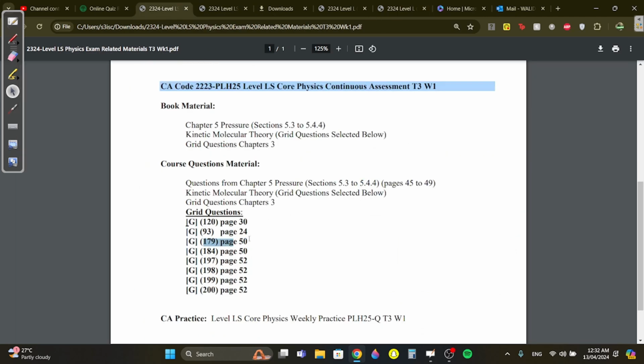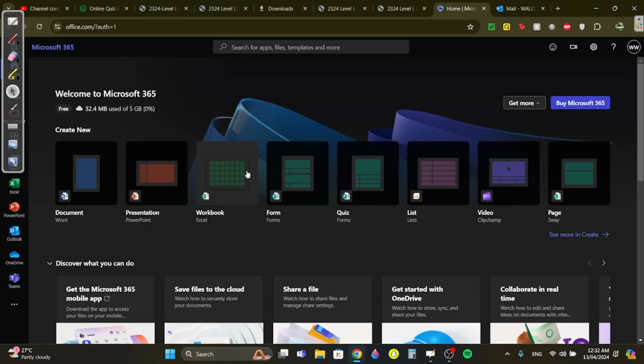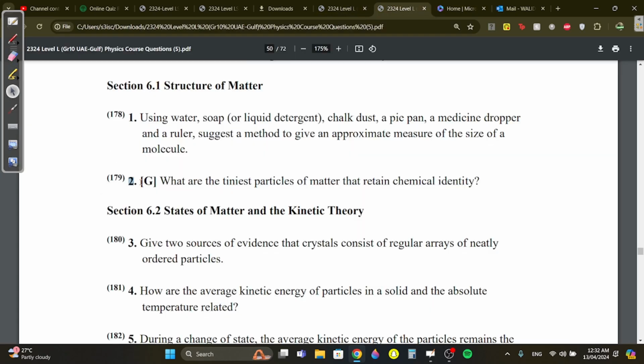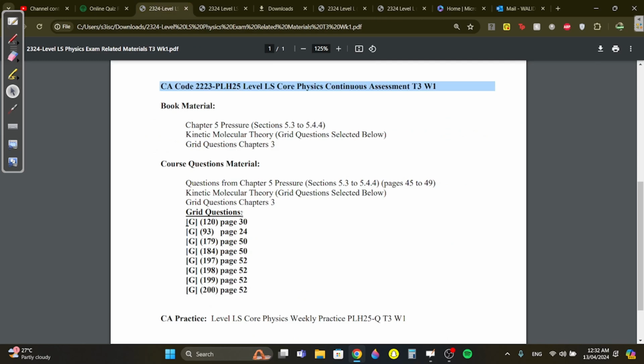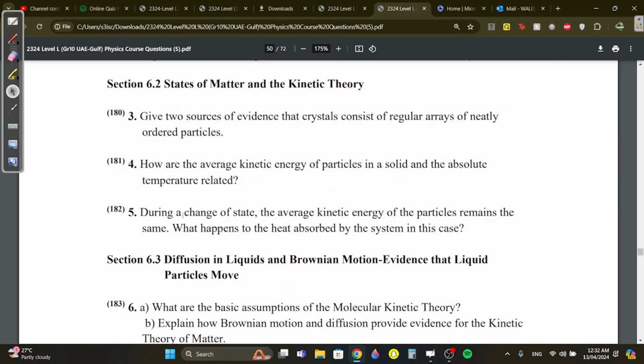Okay, the next question is question 179, which is page 750. You're probably saying, this question is the number beside. Not probably, but if you said, what are the tiniest particles of matter? Atoms. That's it. 184, page 50.